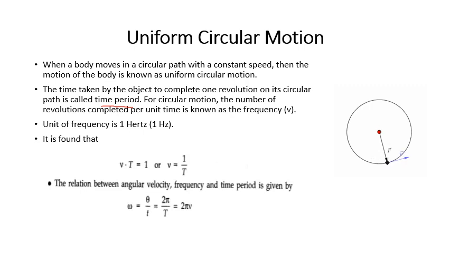For circular motion, the number of revolutions completed per unit time is known as frequency. It is denoted by small v. So what is the SI unit? Hertz. The unit of frequency is hertz.